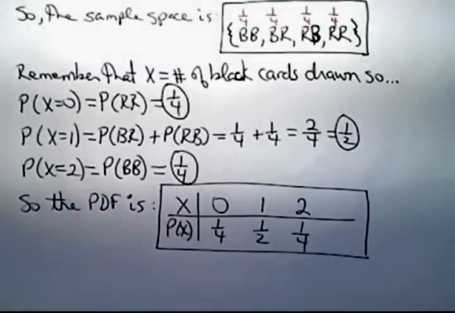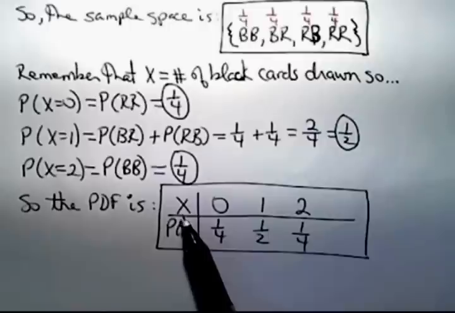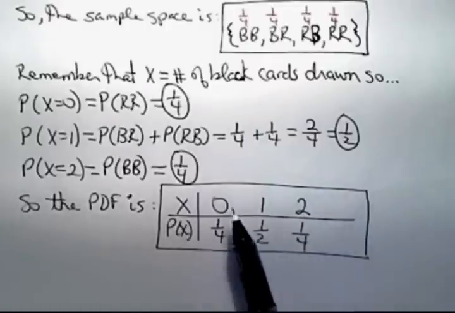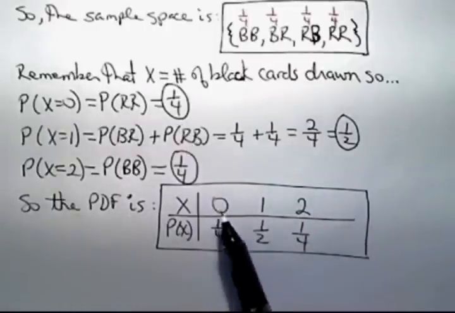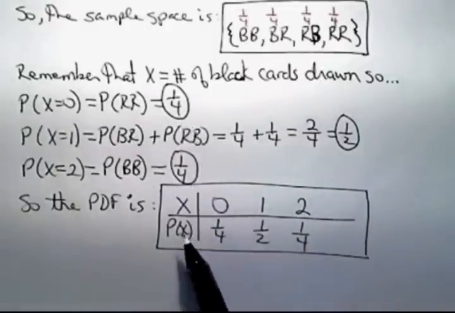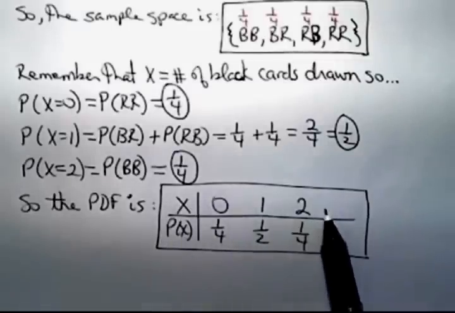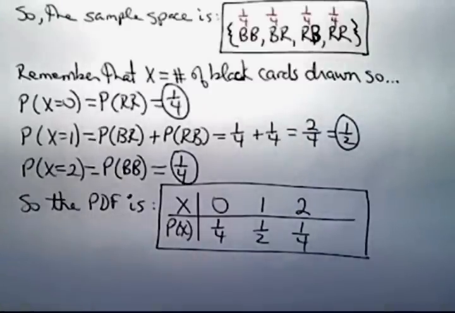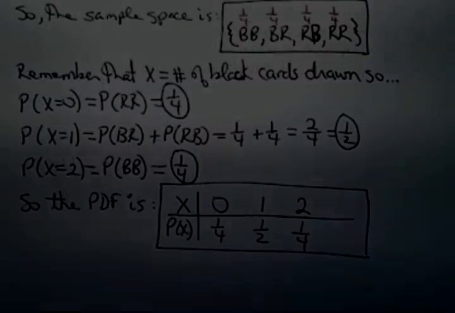So now it's a simple matter to get the PDF. A PDF is just a listing of every possible outcome. The values of X could either be 0, 1, or 2. You're only drawing two cards, so you could at most get two black cards. You could have one, or you could have none. And we've just calculated the associated probabilities. The PDF is a listing of every possible outcome along with their associated probabilities. So this table represents the PDF, the probability density function that we were looking for.